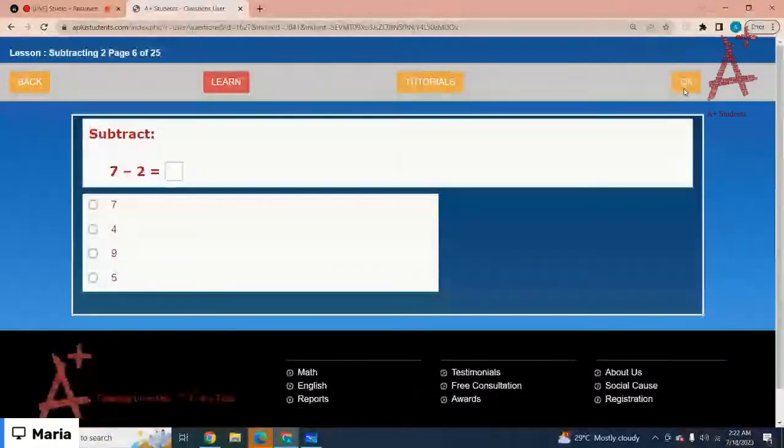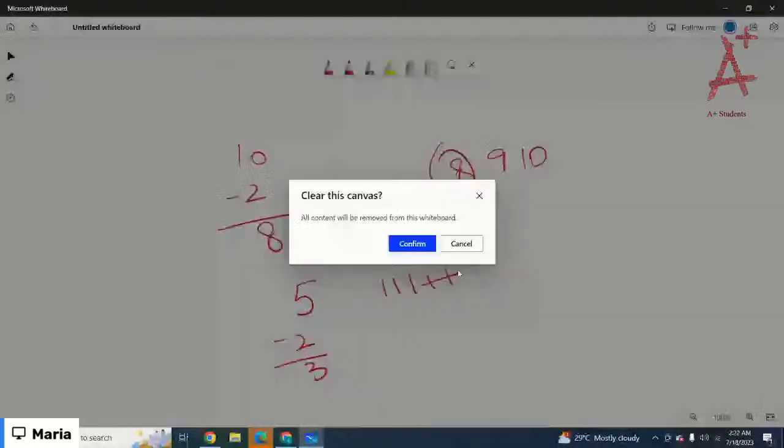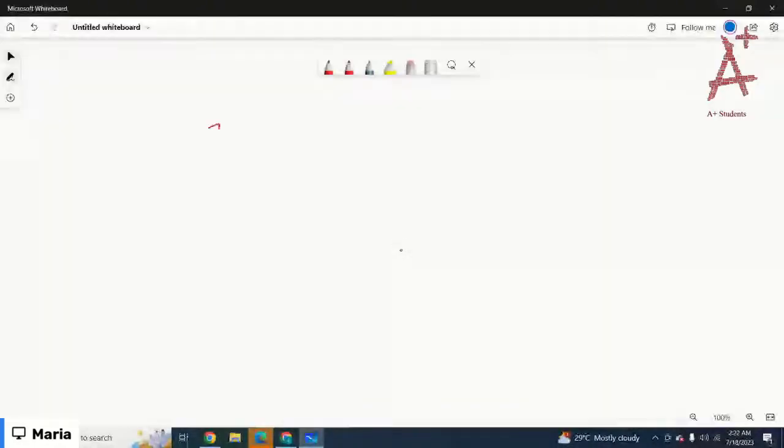The next one is 7 take away 2. So just make 7 lines, or either you can count back two numbers. Start with 7, go back two numbers: 7, 6, 5. So that means 7 take away 2 is 5. So the correct option is 5.